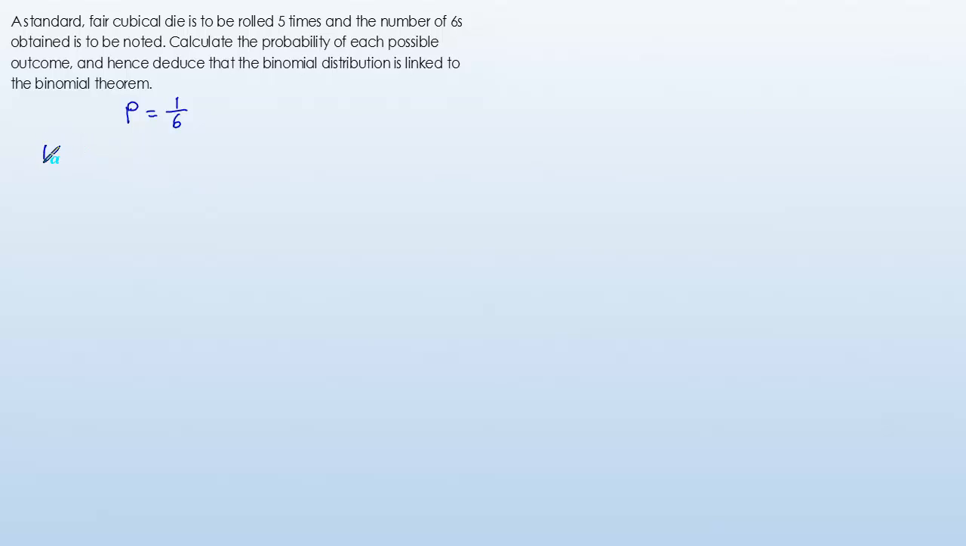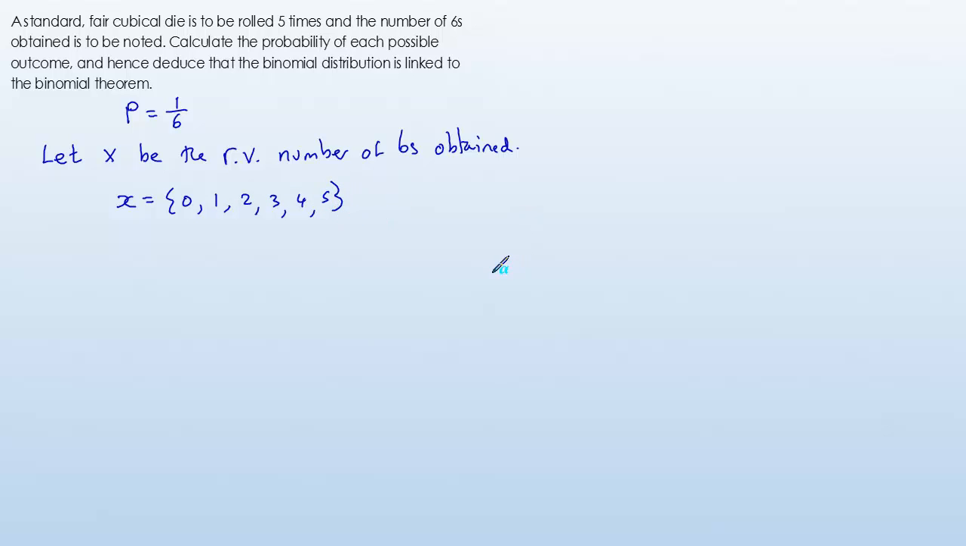And what we should also do is define the random variable. I'll write it out this time, I won't always, but you should always. So let x be the random variable, number of 6s obtained. Now, clearly, x can take any value from 0, getting no 6s in 5 rolls, up to 5.